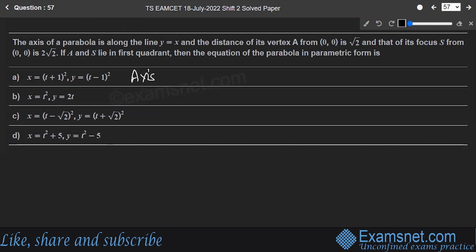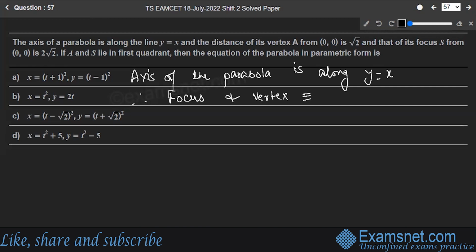In this question, as the axis of the parabola is along the line y is equal to x, the coordinates of the focus and the vertex will be h comma h and k comma k respectively.